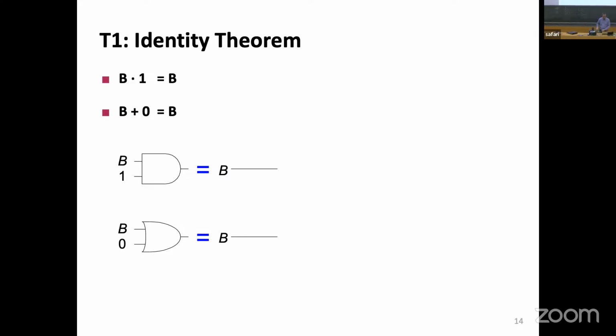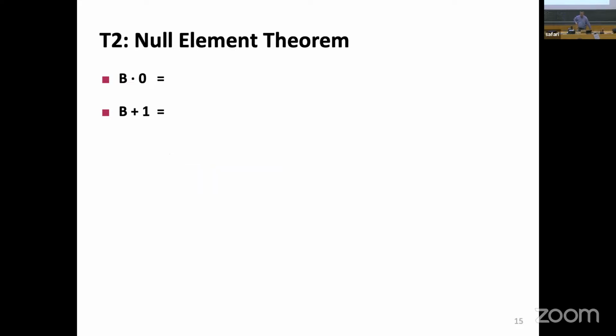No. Okay. So the identity theorem tells us that if I AND some variable B with 1, I'm going to get B. If I OR something with 0, I'm going to get B. Why is this very interesting? This, in some cases, will allow us to simplify things. Because if I see that there is an AND with 1, I don't need to do that operation. I don't need that gate. That gate is superfluous.